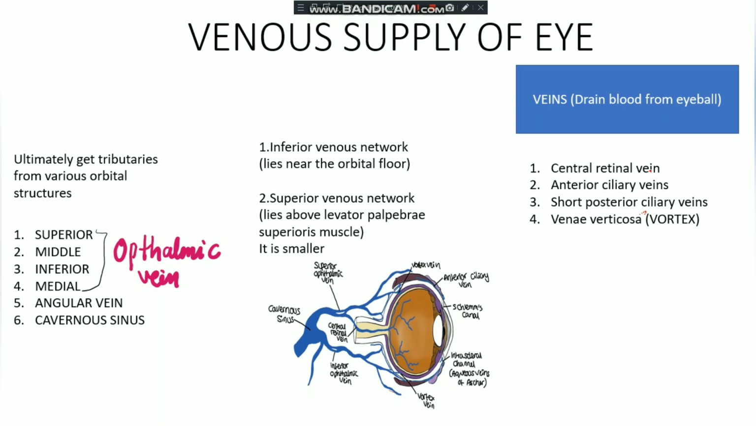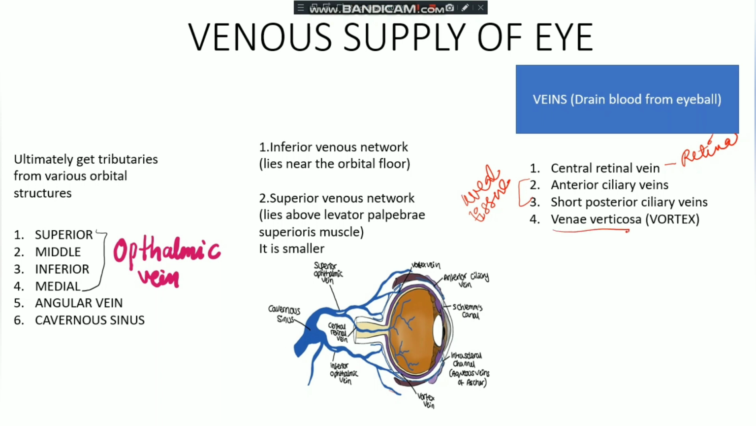The central retinal vein will also travel along with the central retinal artery, piercing the optic nerve, and it will drain blood from, of course, the retina. Talking about the ciliary veins, the anterior and posterior, they will be draining blood from the uveal tissue. What are the three parts of uveal tissue? Iris, ciliary body and the choroid. Very nice.